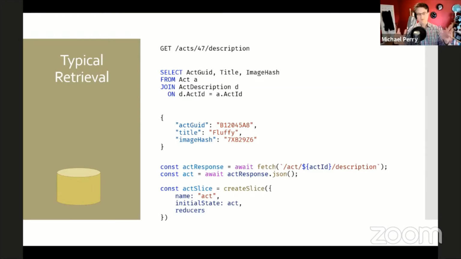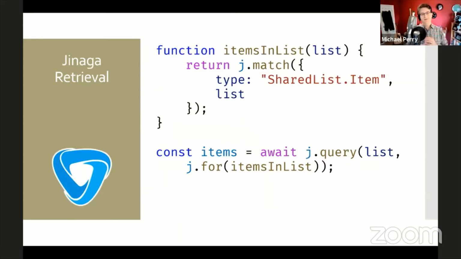So here, this is using a Redux feature in order to take that information and put it into the store after it's been fetched. So again, you've got data that looks one way on the server, looks a different way on the client, and you've got this API that you have to manage in between. So what does end-to-end data management look like? In Jinaga, it looks like a specification function.